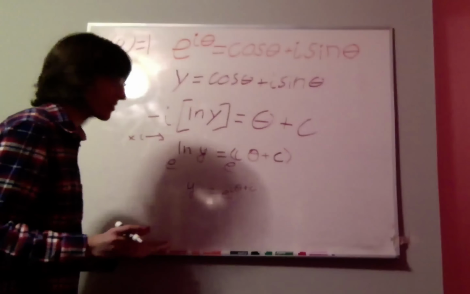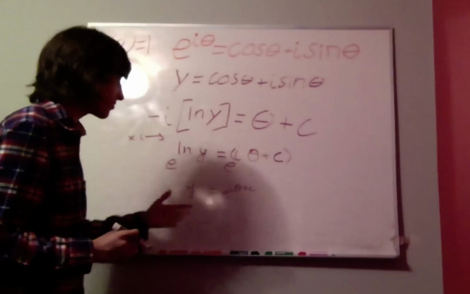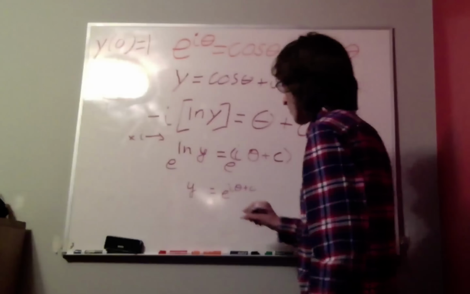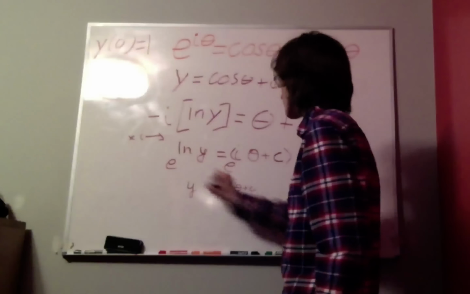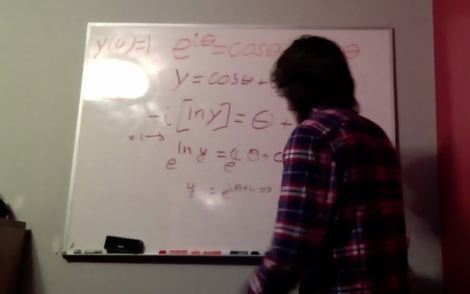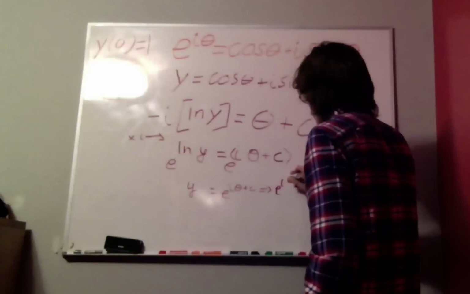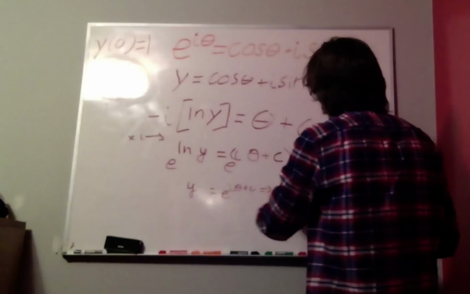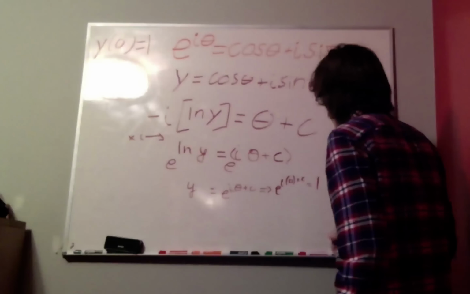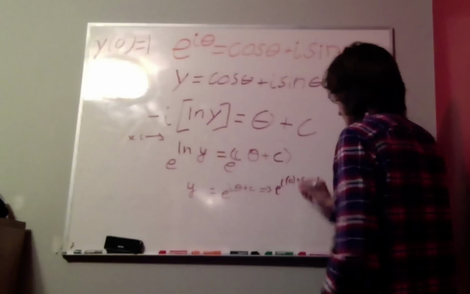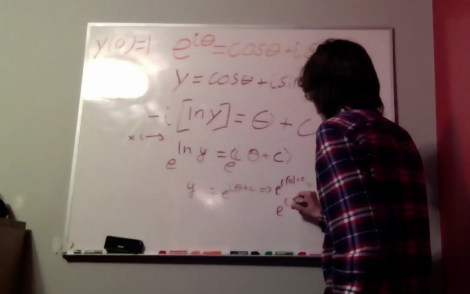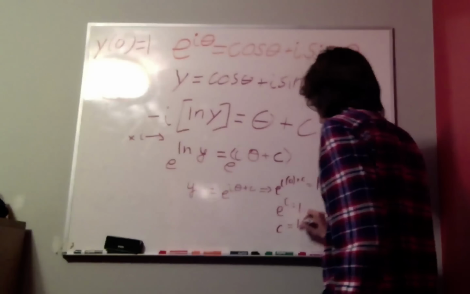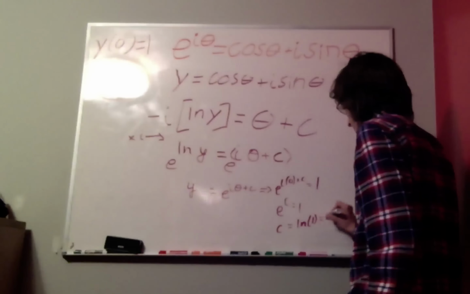And to go about doing that, we just need to use our initial condition that we said initially up there. So if we say that y of 0 is 1, then e to the i times 0 plus c, since this is still our y function, has to equal 1. And i times 0 is 0, so e to the c equals 1. Then we take the natural log of both sides. C equals the natural log of 1, which is equal to 0.